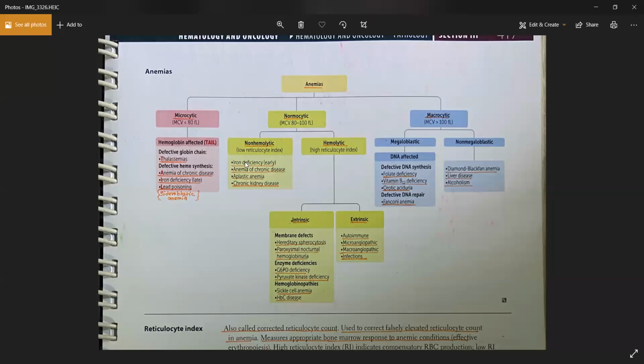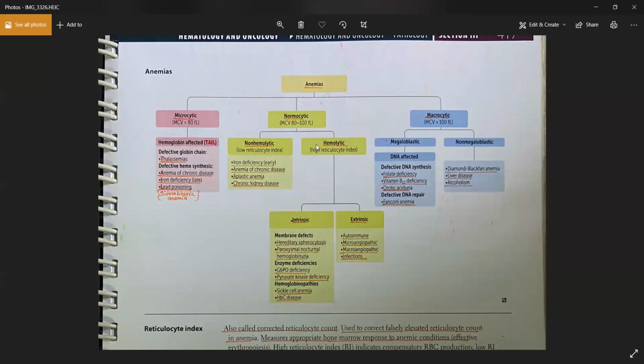At a very early stage of the iron deficiency anemia, you will be having normocytes in the blood. In case of anemia of chronic disease, whenever you encounter a case of anemia of chronic disease in step 1, it is always going to be a case of normocytic type. Okay, in a very later stage of this anemia of chronic disease, you can have the microcytic type of anemia. Then the aplastic anemia also, and the chronic kidney disease, you will have the normocytic type anemia. Okay.